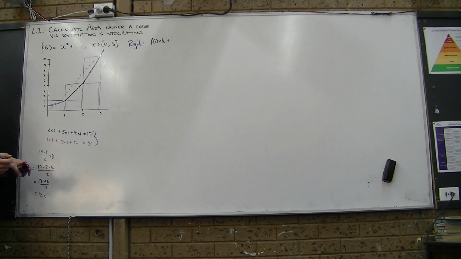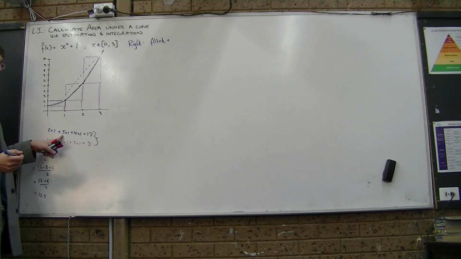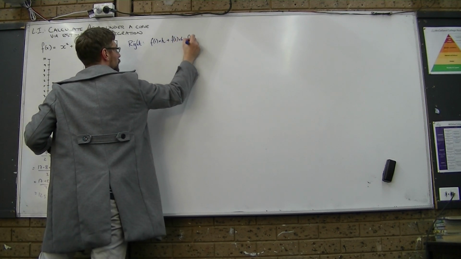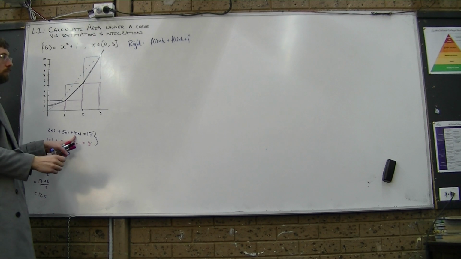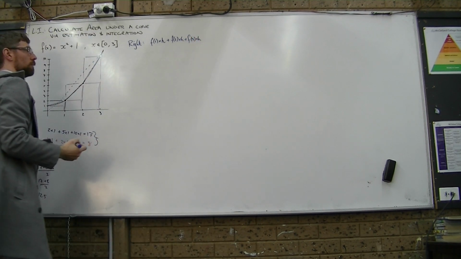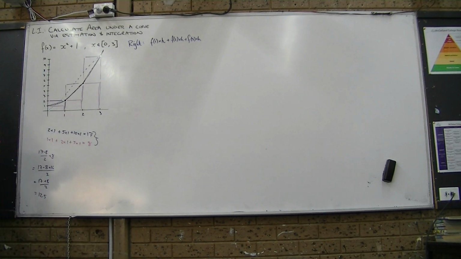F of F of 2 plus times X. Say h again. This guy, 30, F of 3. Cool. All right. Is that the most efficient way of writing that? No. How else would I write it?